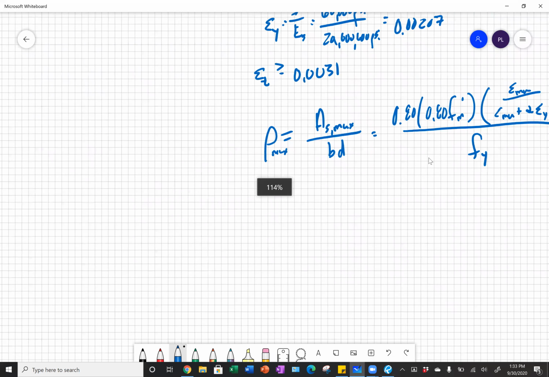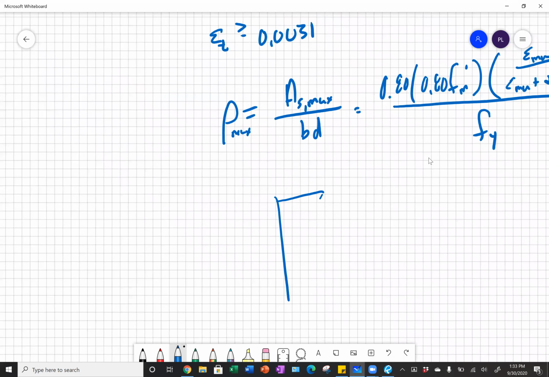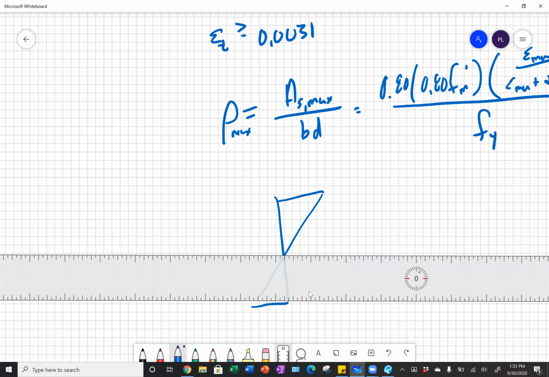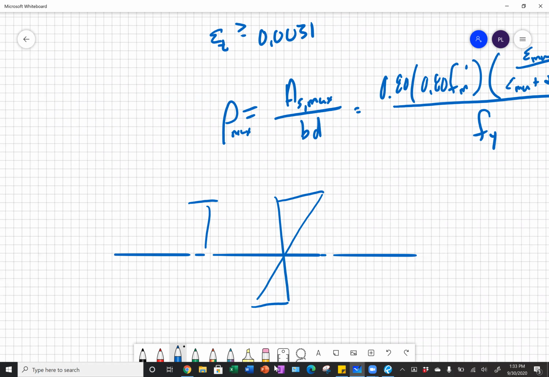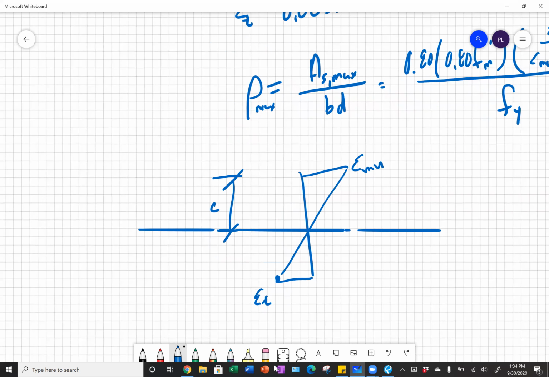Well, if we look at our strain diagram for masonry, again, our neutral axis occurs where we have zero strain on our member. And so if this is our strain diagram, this would be our neutral axis. And we have a c dimension from the top of our beam, or our point of maximum compressive stress, to our neutral axis. And this would be our strain in our masonry at the top. At the bottom, we would have our strain in our reinforcement in our tension steel. And this dimension here would be our d dimension, our effective depth to our reinforcement.